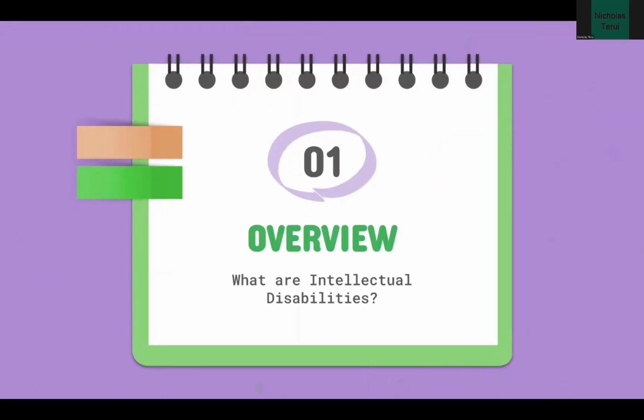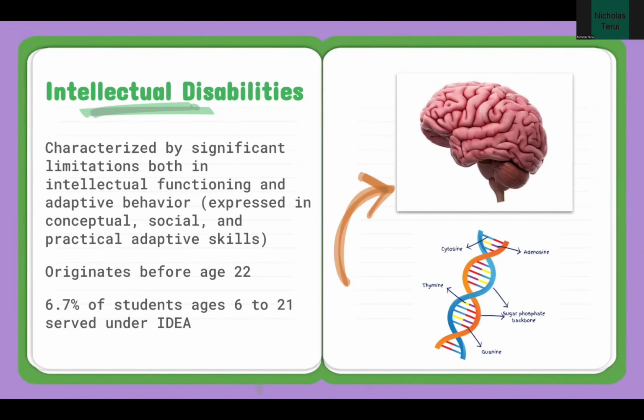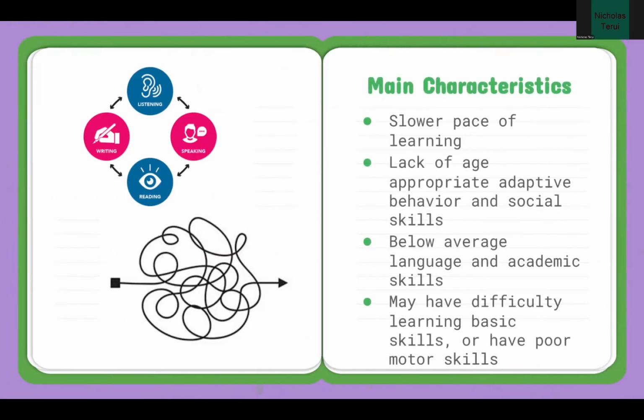So, what are intellectual disabilities? Intellectual disabilities are characterized by significant limitations both in intellectual functioning and adaptive behavior, expressed in conceptual, social, and practical adaptive skills. It originates before age 22 and it encapsulates 6.7% of students ages 6 to 21 served under IDEA. The main characteristics of ID are slower pace of learning, lack of age-appropriate adaptive behavior and social skills, below average language and academic skills, and those with ID may have difficulty learning basic skills or have poor motor skills.